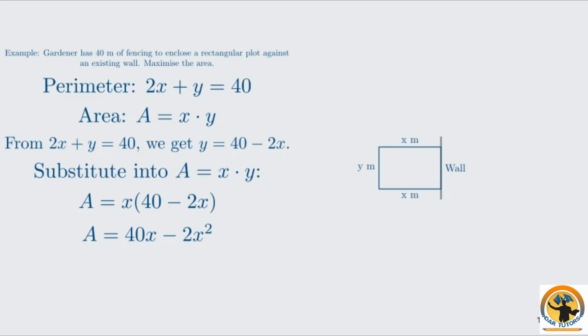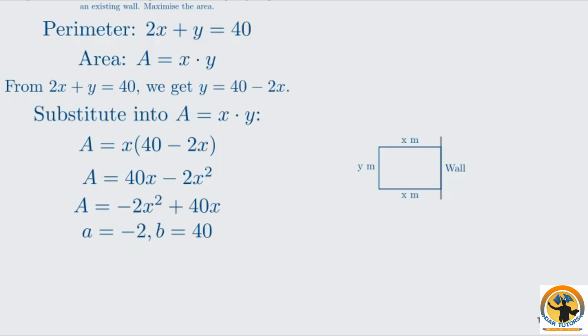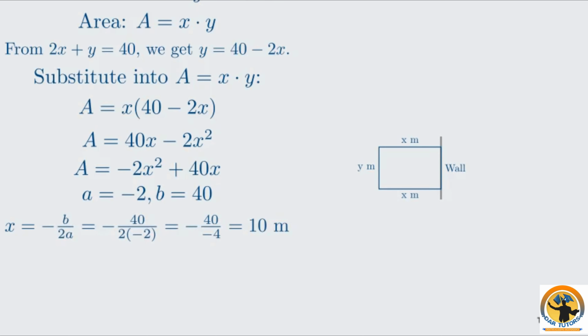To find the maximum area, we find the vertex of this parabola. We can identify the coefficients a equals negative 2 and b equals 40. Since a is negative 2, the parabola opens downwards and the vertex is a maximum. The x-coordinate of the vertex gives us the value of x that maximizes the area. x equals negative b over 2a, which is negative 40 divided by negative 4. This simplifies to x equals 10 meters. So one side of the garden should be 10 meters.